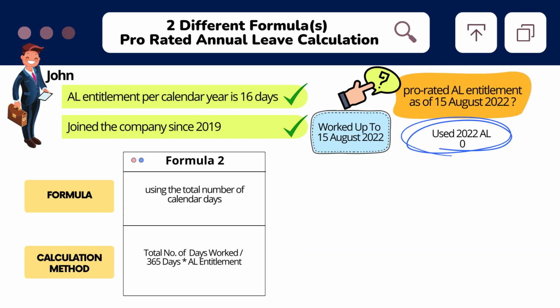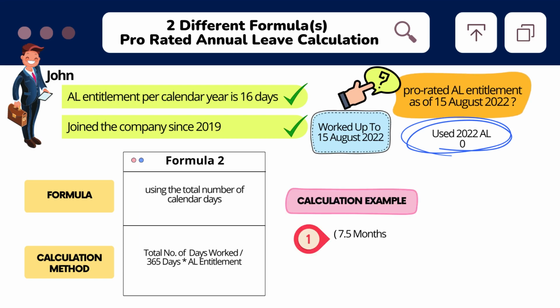The usage of formula number 2, which is taking the total number of calendar months, will be slightly tricky because it is calculating based on month. The 15th of August is considered as half a month, therefore, it will be 7.5 worked months divided by 12 months, times 16 days of entitlement. The result is 10 days.